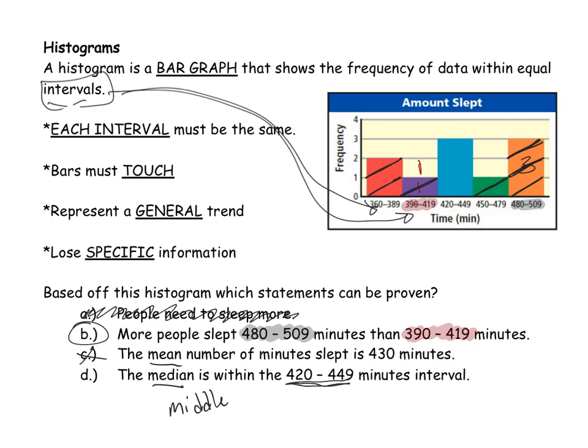Then our next biggest value would have fallen in between 450 and 479, and our next smallest would be in the 420 to 449. Then we would have 2 values. Both of them would fall between 420 and 449, so the middle of those 2 numbers would end up falling between 420 and 449. And so the median would be within the 420 to 449 interval.